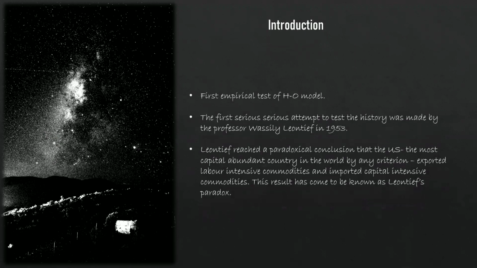On the basis of the Heckscher-Ohlin factor proportions model, one would expect the capital-abundant US to be an exporter of capital-intensive goods and an importer of labor-intensive goods. But for 25 years after World War II, this was surprisingly not the case in the US.